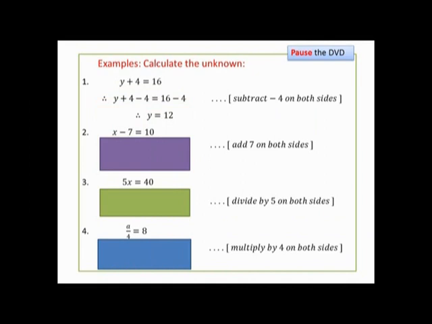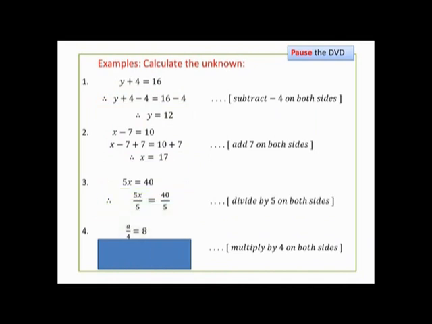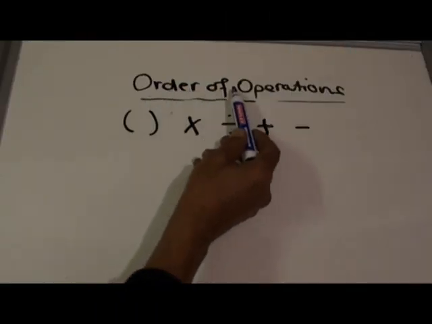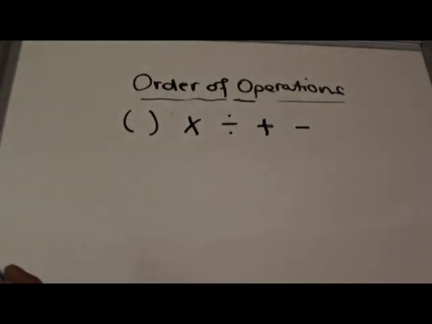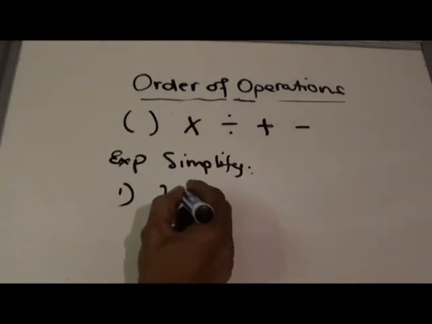Number 2, x minus 7 is equal to 10. Add 10 to both sides. Order of operations when we do calculations.